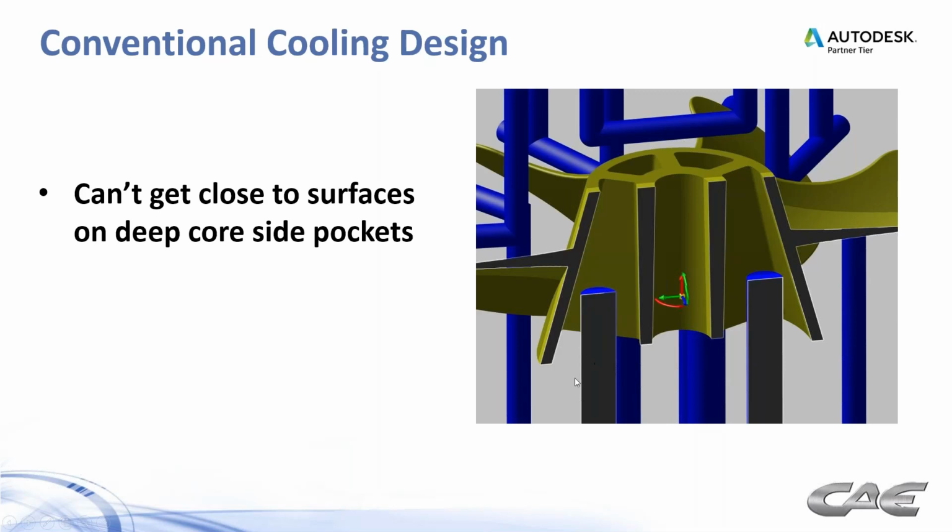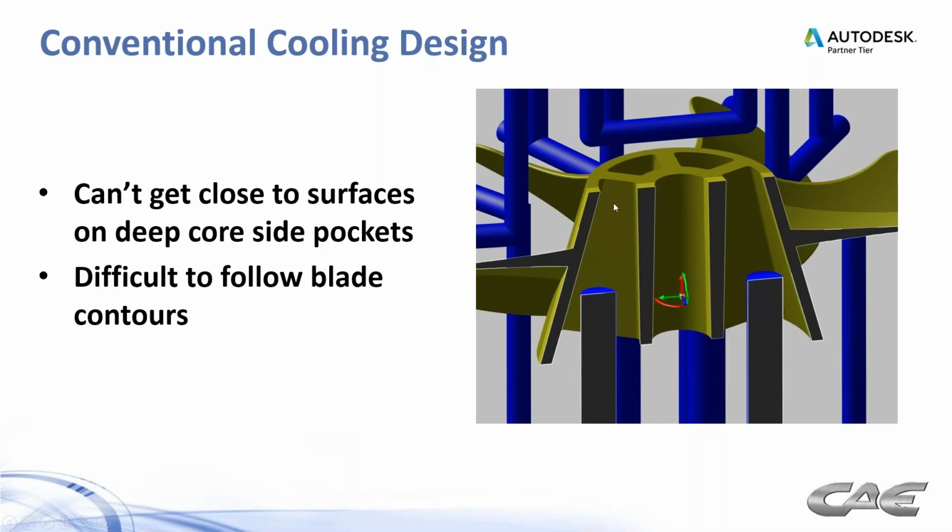You can make an argument for maybe angling these and sticking them up there a little bit closer, but by and large, this is difficult to get close to those side walls up in these pockets all the way up to the top of that core. And it's also on both sides of the tool, core and cavity, it's difficult to follow the blade contours. Anybody that's molded fan blades knows that tolerances on those fan blades are often very tight. So we have to make sure that we have as uniform a cooling as we can possibly get.